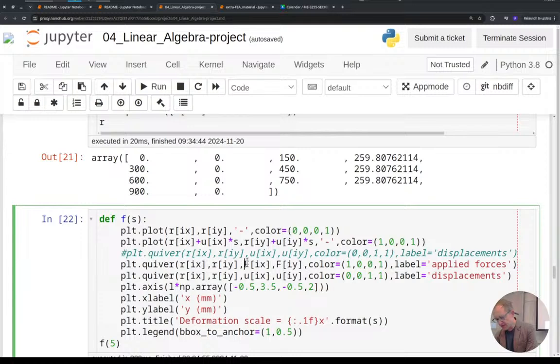But the main things that you would need: you have to get that R defined. U is going to be your actual total displacement, so displacements of every node. And then F are the forces on every node.